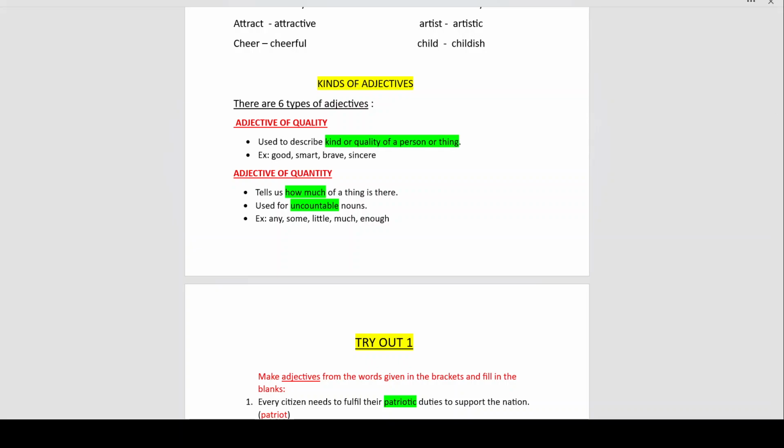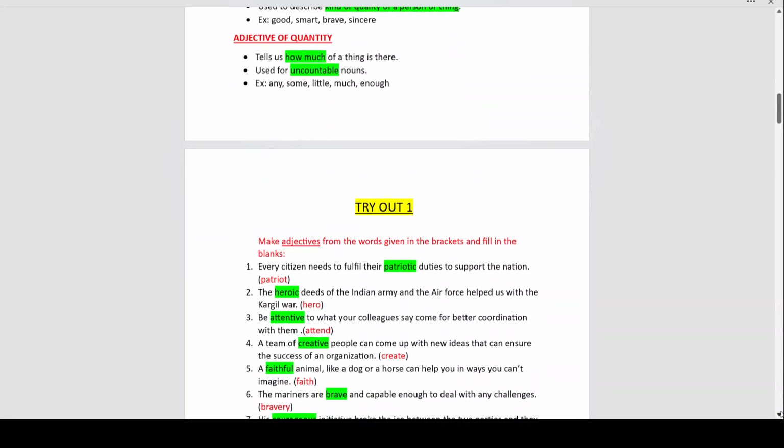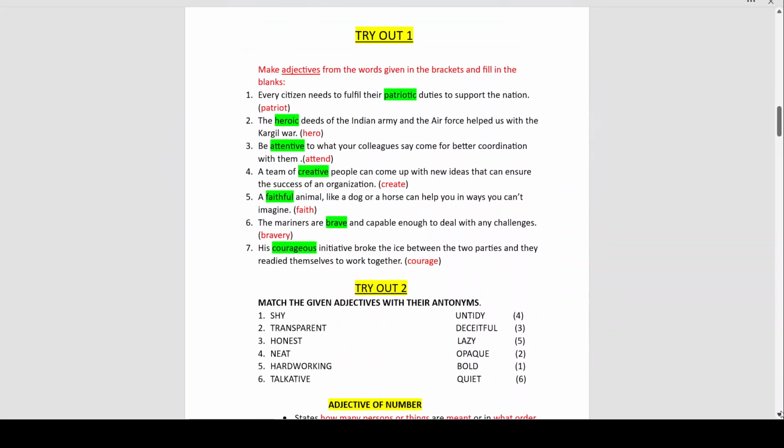Next, let us try out one from your grammar book. Make adjectives from the words given in the brackets and fill in the blanks. Now, every citizen needs to fulfill their dash duties to support the nation. We have to make an adjective from the word patriot. Patriot, patriotic. So, every citizen needs to fulfill their patriotic duties to support the nation.